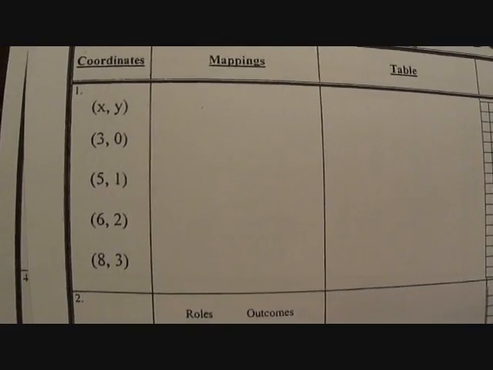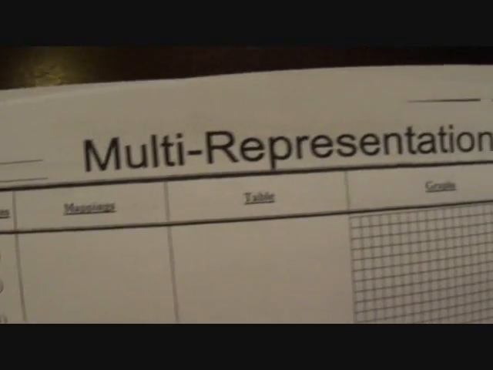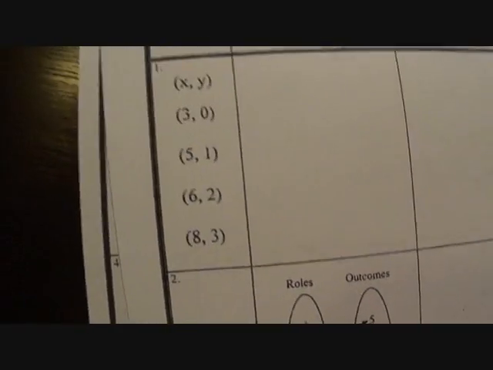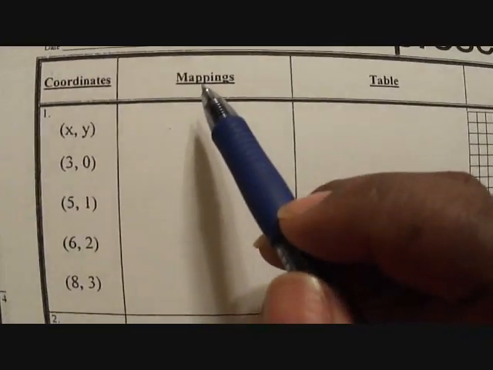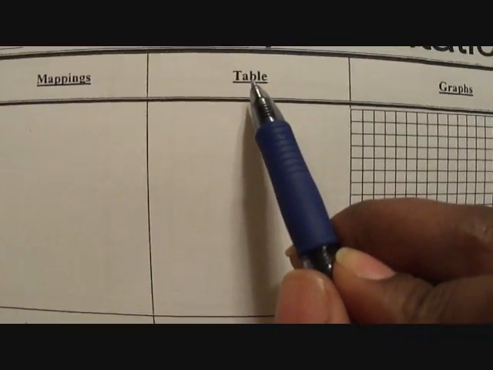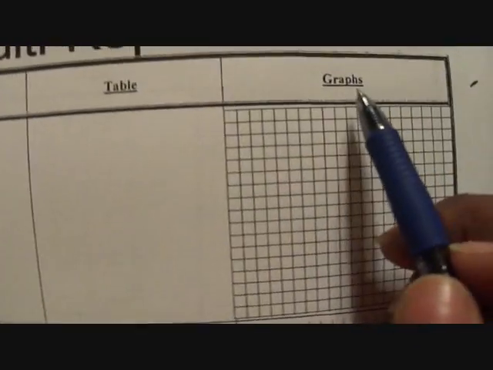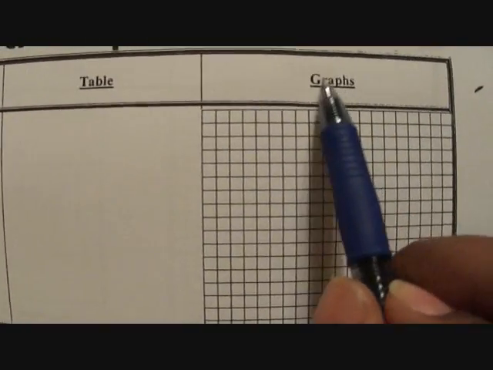This is our very first lesson of the year, and we're taking a look at multiple representations of data. Now, I'm going to do an example where we are actually given the XY coordinates. I'm going to explain to you how to map those, how to represent them in a table, and then how to graph them. You already probably know how to graph them, but we're going to take a look at it anyways.